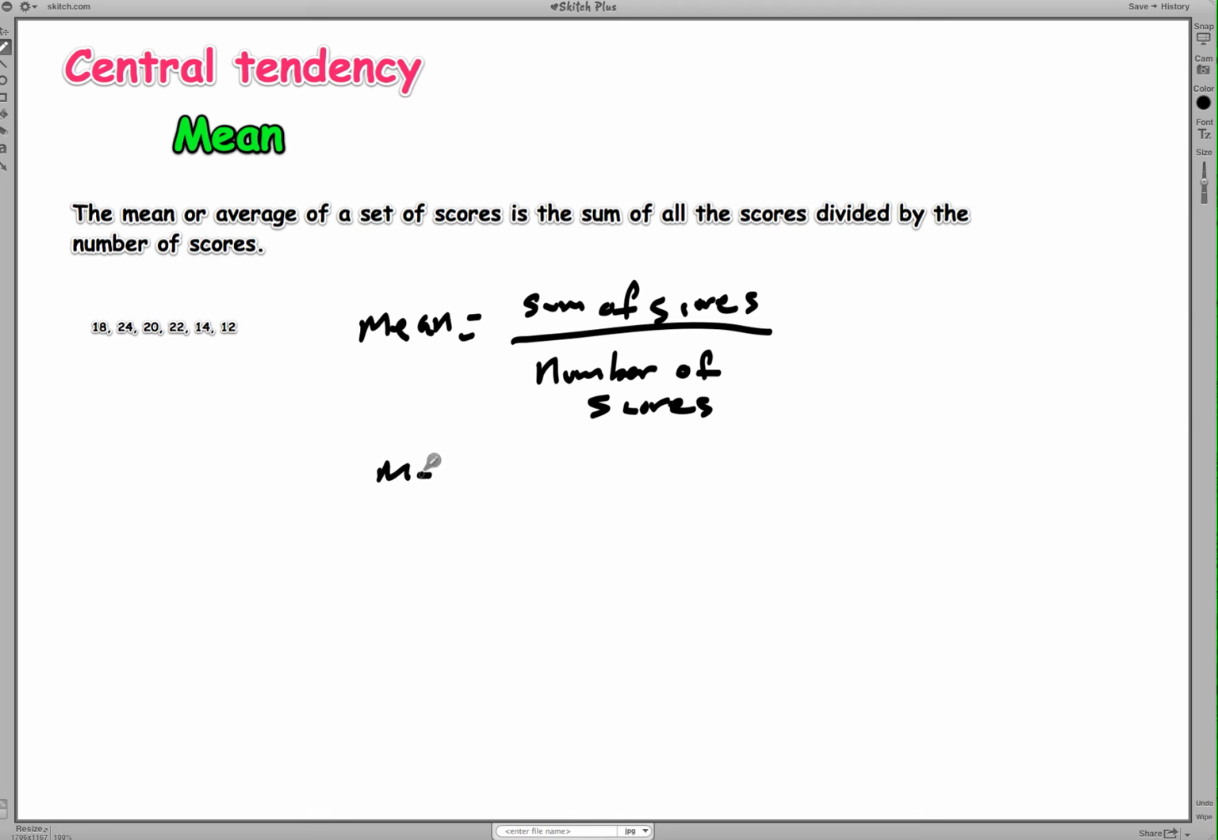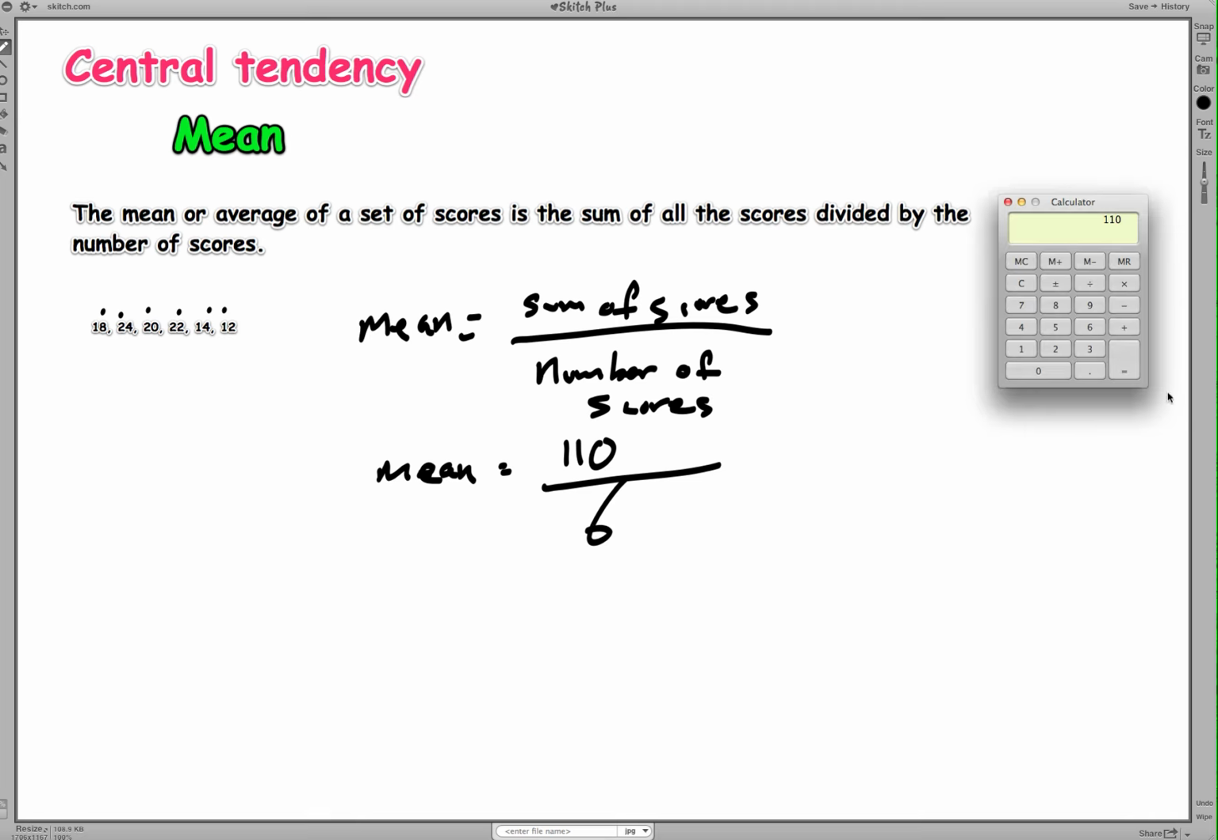So we'll go back to our formula. Mean is equal to 110, because that's the sum of our scores, divided by the number of scores. Now we've got 6 scores in total: 1, 2, 3, 4, 5, 6. So that means we need to divide 110 by 6. Once again we can use a calculator to do that. 110 divided by 6 equals 18.3 recurring, 18 and 1/3.